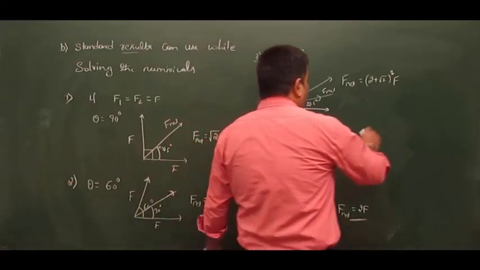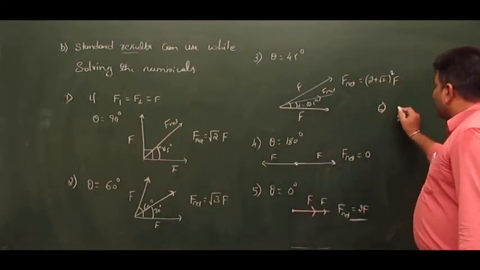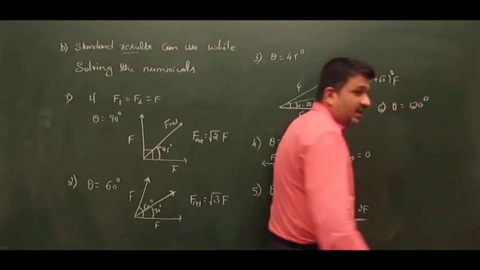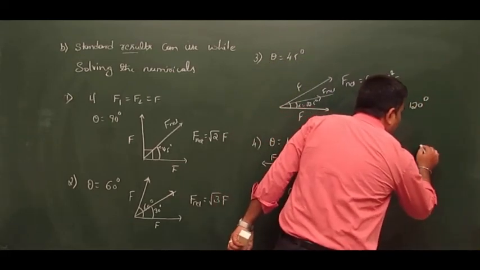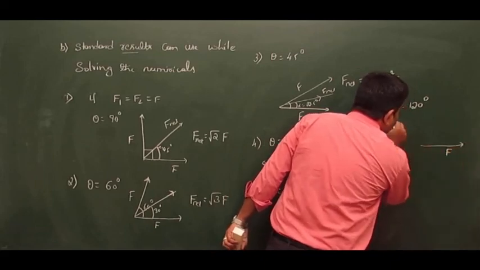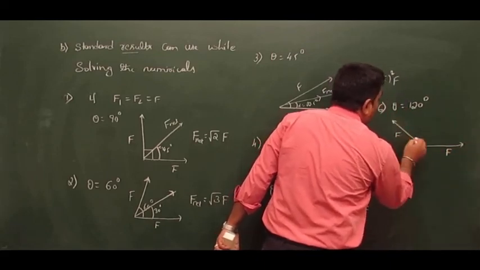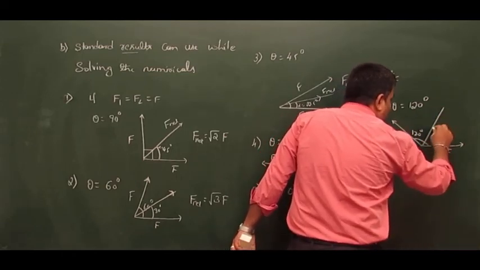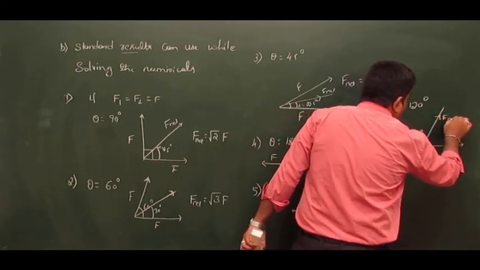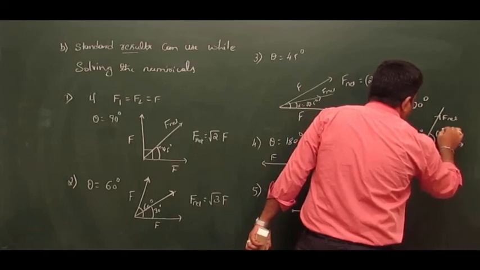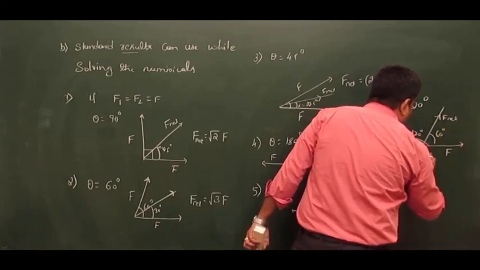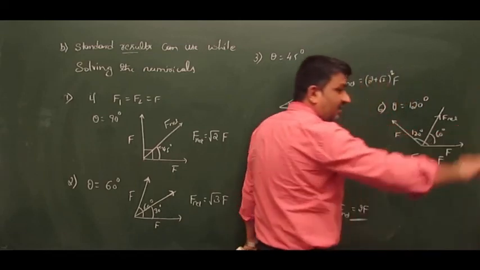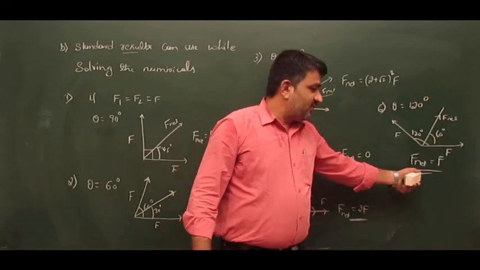The last point, that is in case theta is equal to 120 degrees. See here, F is F and the other force acts at 120 degrees. And the resultant F net is at 60 degrees. Then the net force is equal to F. Directly we can write that it is equal to any one of the forces.